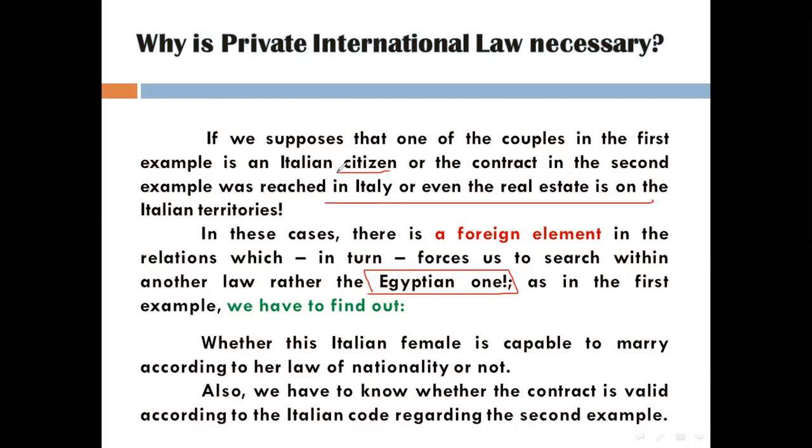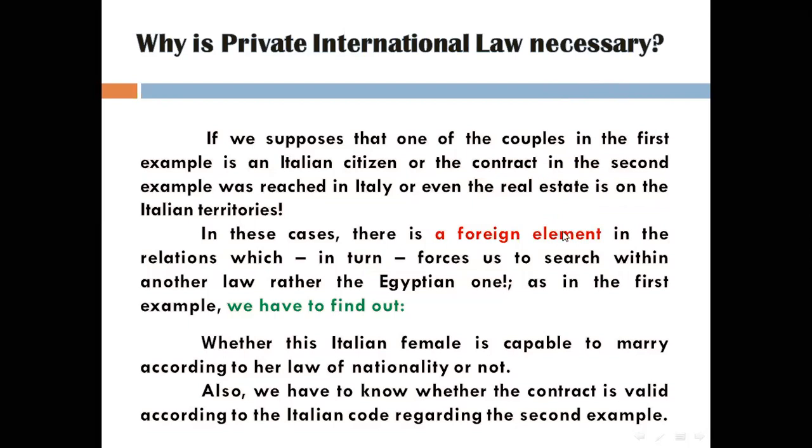When we say that the Italian made the contract with the Egyptian person or the real estate was made in Italy, those examples oblige us to search within another law rather than the Egyptian one, simply because there are two nationalities. One of them is an Egyptian person, and the other person is an Italian one. So we have to know what is the law that is applicable to this relation.